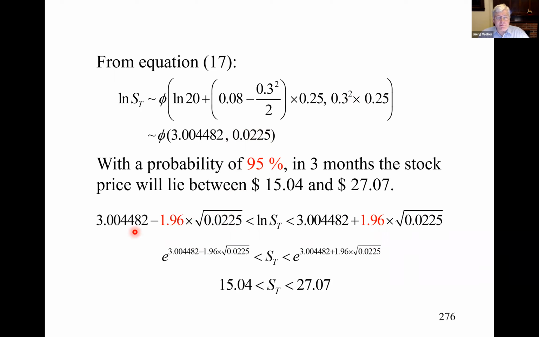So 3 minus this and 3 plus this, okay? That gives a 95% confidence interval, but that's now for the logarithm, and we would like to know the non-logarithmic figures. So take the logarithm out, take the anti-log, and that's how you do it. You probably know that. Take e to the power, and then you get the non-logarithmic 95% confidence interval. So with 95% chance, the share price will be between 15 and 27. And that's naturally very useful information.